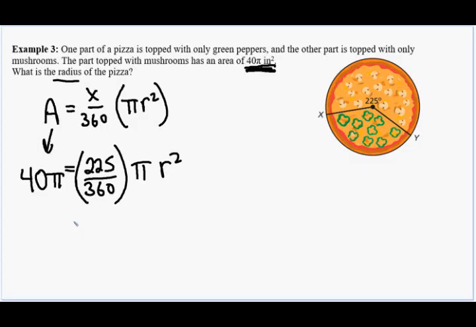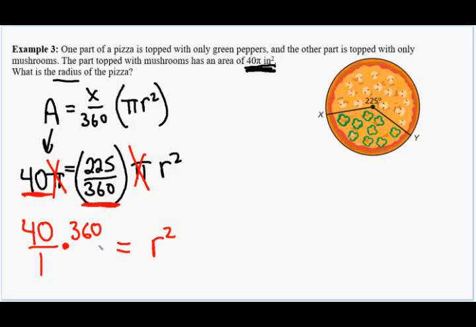So we want to get that r by itself. Well, the first thing I would do, divide both sides by pi. We got a pi here, divide it out. We got a pi here, divide it out. Okay, now this 40, I'm going to write it as 40 over 1. And I want to divide both sides by 225 over 360. And if I divide this side by 225 over 360, I would keep change flip. I would bring it up and flip it over. So now it's 360 over 225.